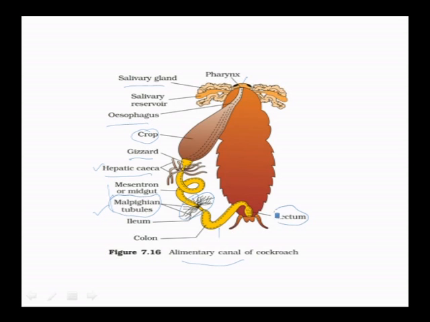The rectum is the part where the storage of undigested waste takes place, and there is an anus here, through which the elimination of undigested waste as well as the nitrogenous waste from the Malpighian tubules comes out of the body.